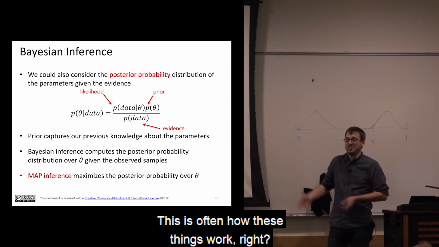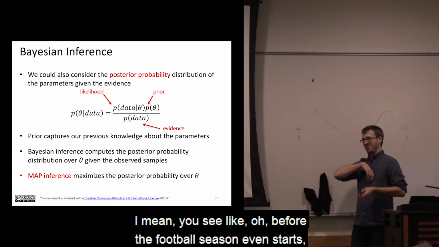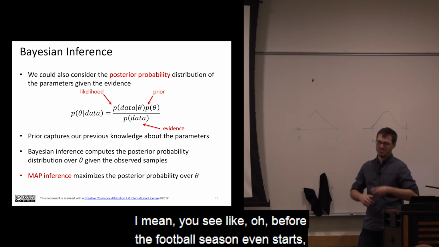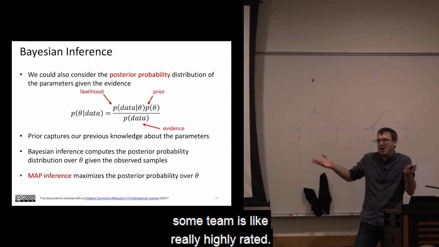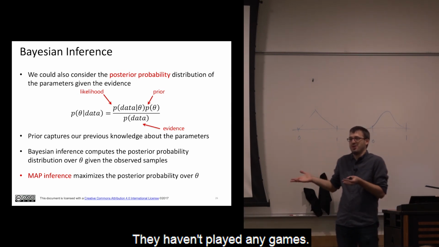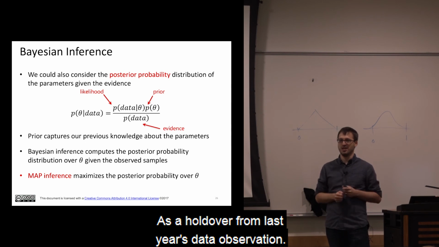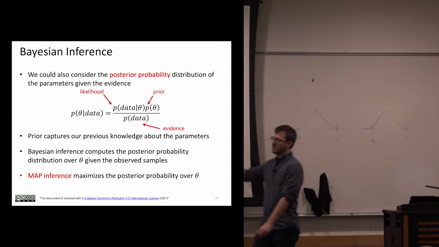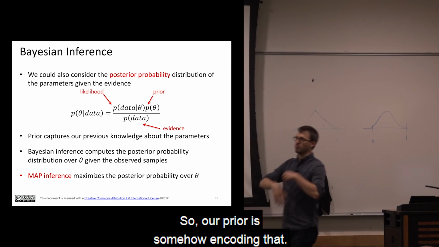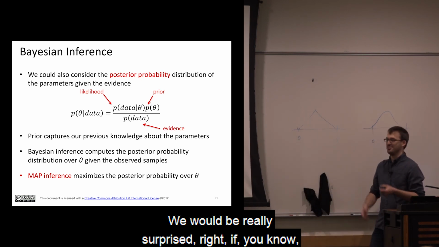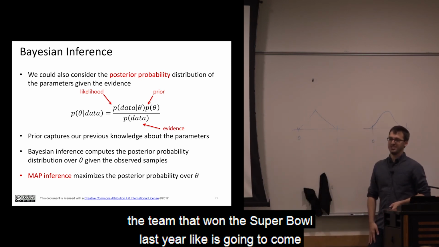And this is often how these things work. I mean, you see, before the football season even starts, some team is really highly rated. Well, how could that be? They haven't played any games. Well, this is our prior belief. It's a holdover from last year's data observation. So our prior is somehow encoding that we would be really surprised if the team that won the Super Bowl last year is going to come in last in the rankings.